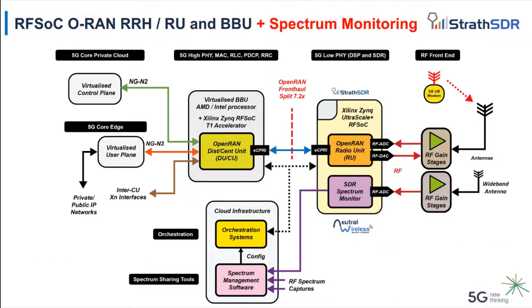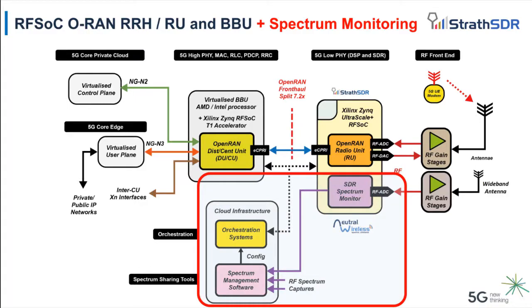Let's just add some spectrum monitoring to our figure. On the far right, we have another wideband antenna, probably wider band than your main radio transmit and receive. Then as part of the lo-fi, the radio unit, let's add another channel of something like the RFSoC, one of the ADCs sampling at high gigahertz, and let's do some spectrum monitoring.